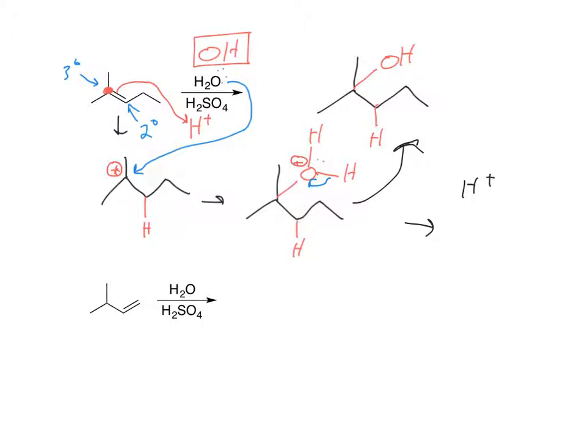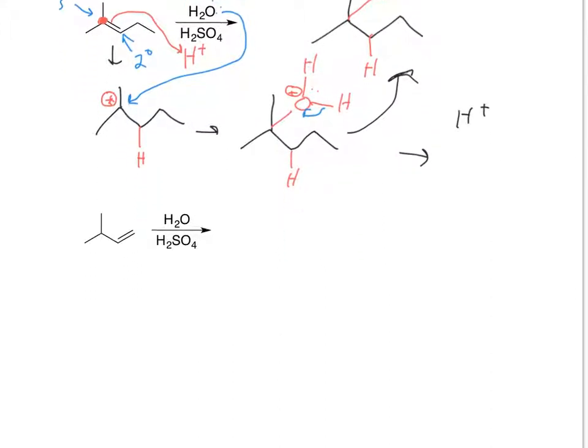And that's why in the end, we're left with an alcohol group. And that's why we only typically need a catalytic amount of sulfuric acid, because we're going to regenerate that proton, that H+. We keep donating that H+ to the solution, so you only need a few drops of sulfuric acid.